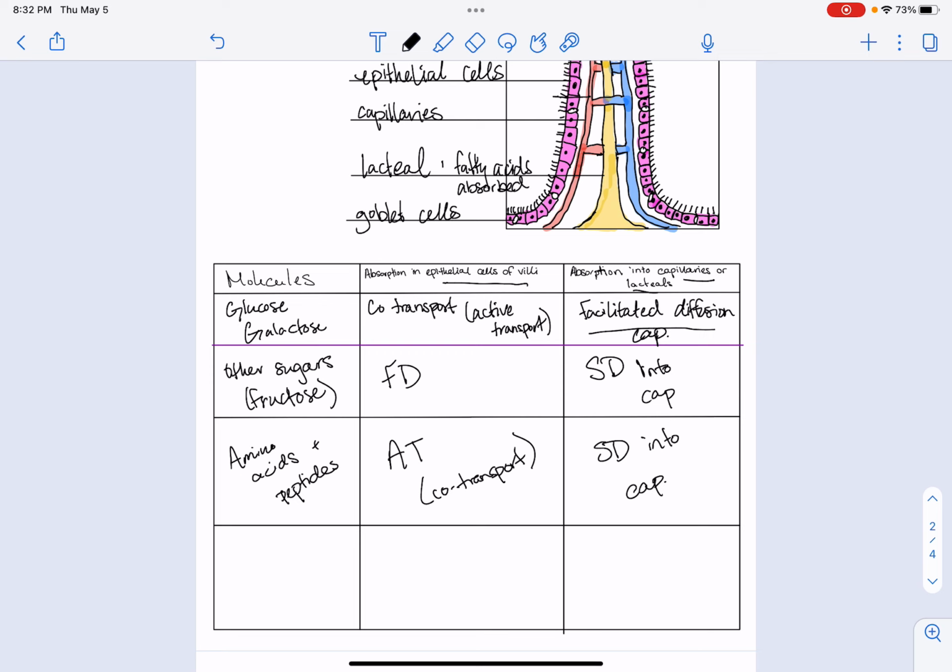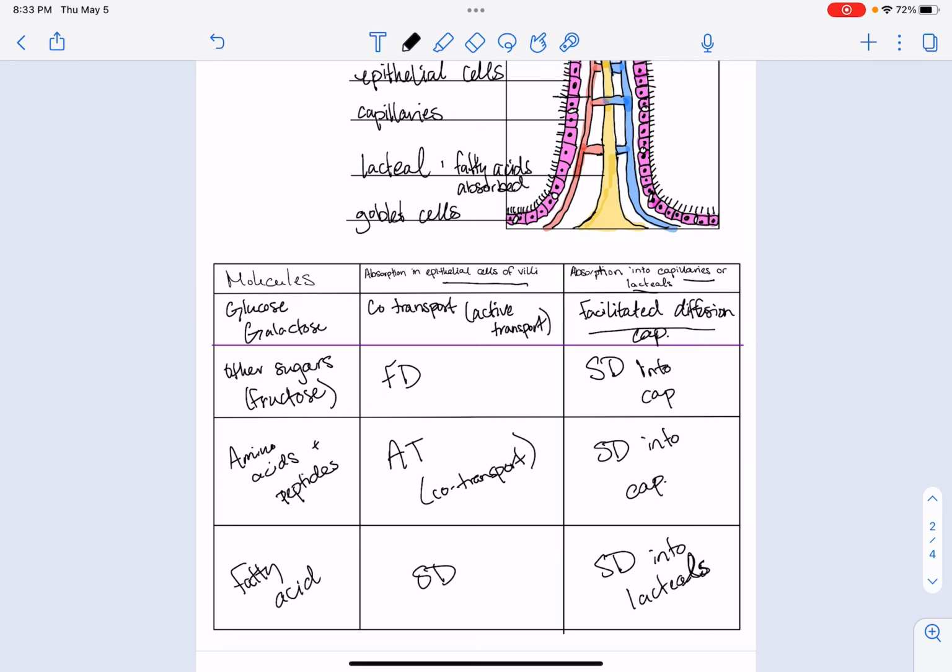And then we have fatty acids. Remember, fatty acids, these are simple diffusion into the villi. And then it's also simple diffusion, but it's into lacteals. Okay.